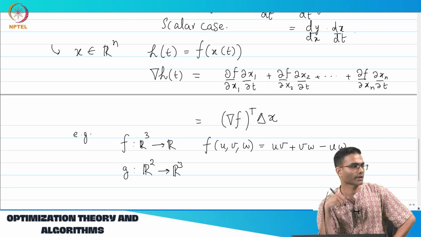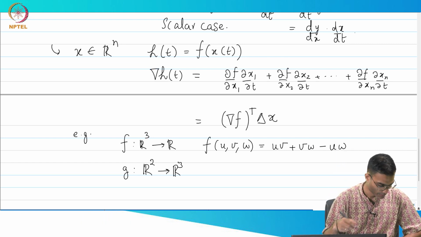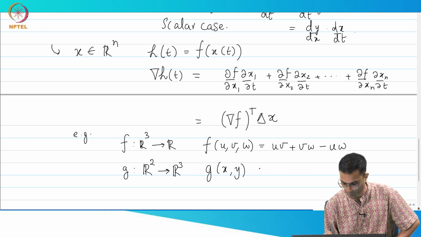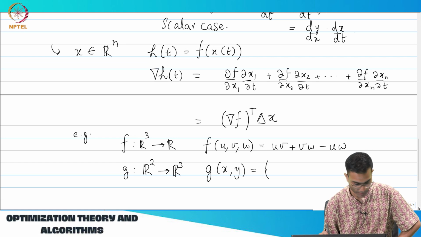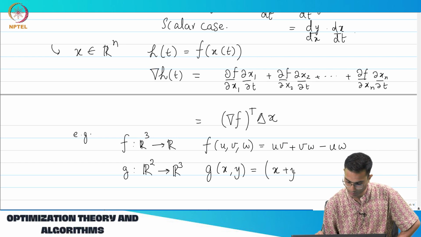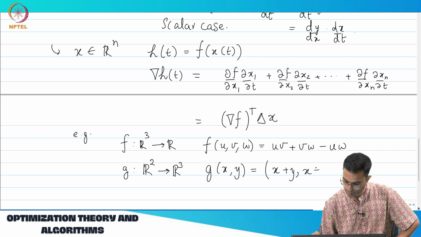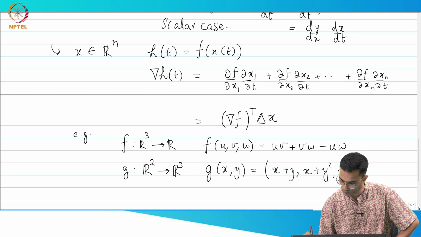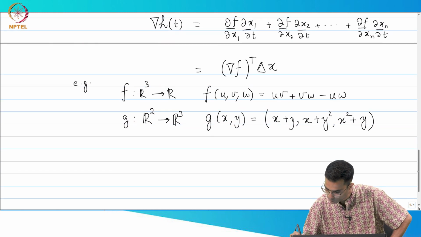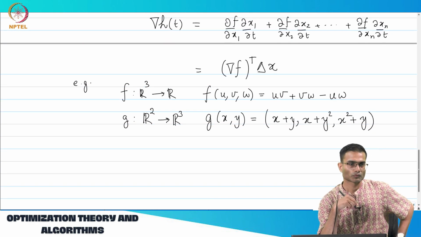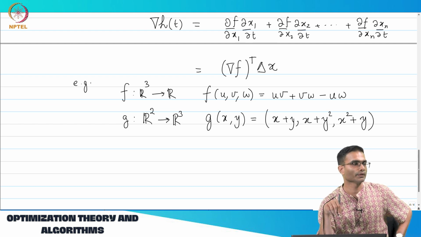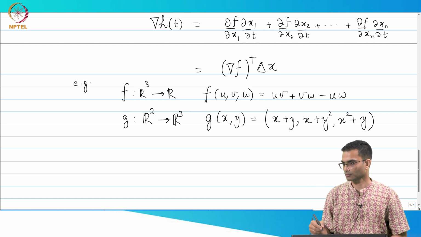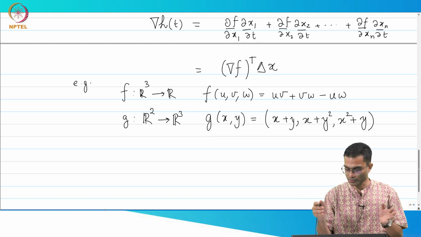And here is another function which takes 2 inputs and gives 3 outputs. I'm going to call it G. So G of 2 inputs, let's call them x and y, and the 3 outputs are x plus y, x plus y squared. So in general, this is the notation that we will use to describe a function of many outputs, just separated by commas. So this is clearly taking 2 variables to 3 variables.